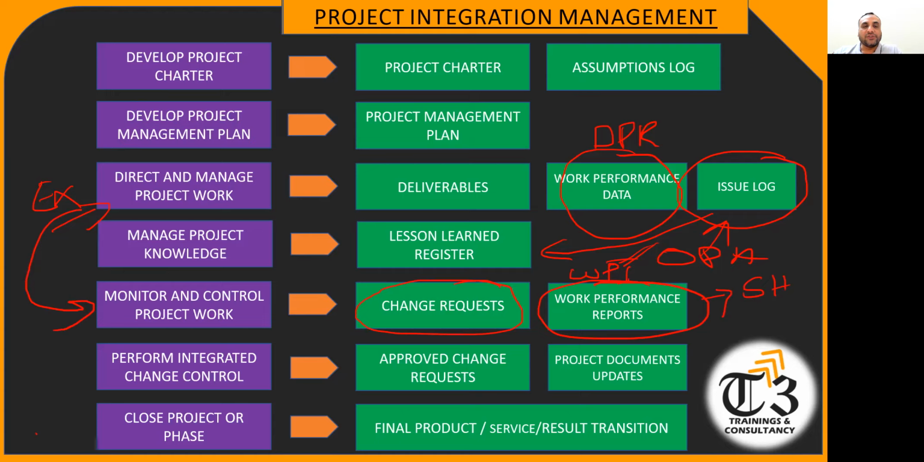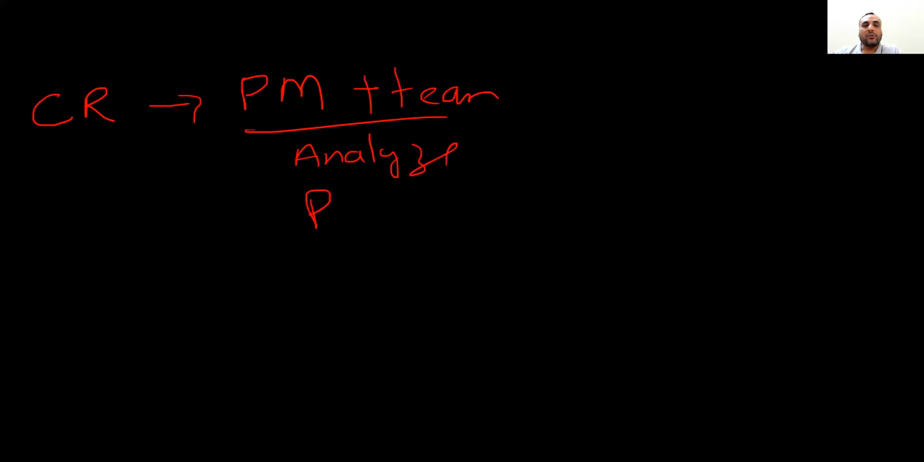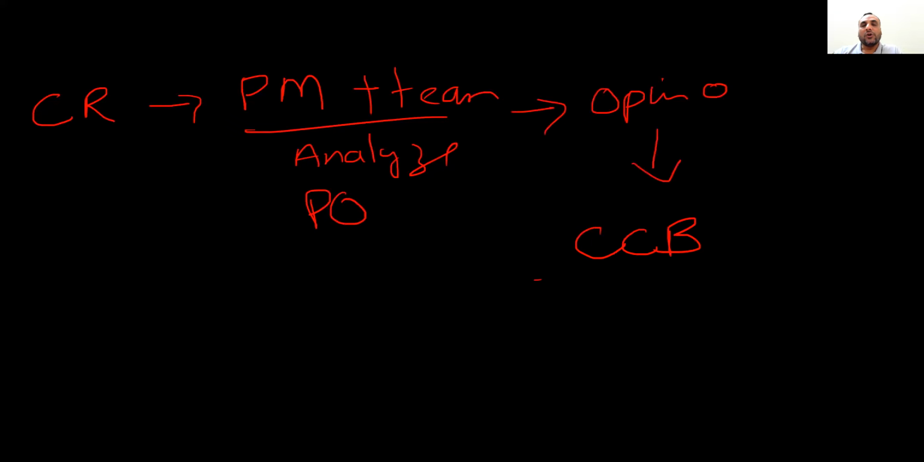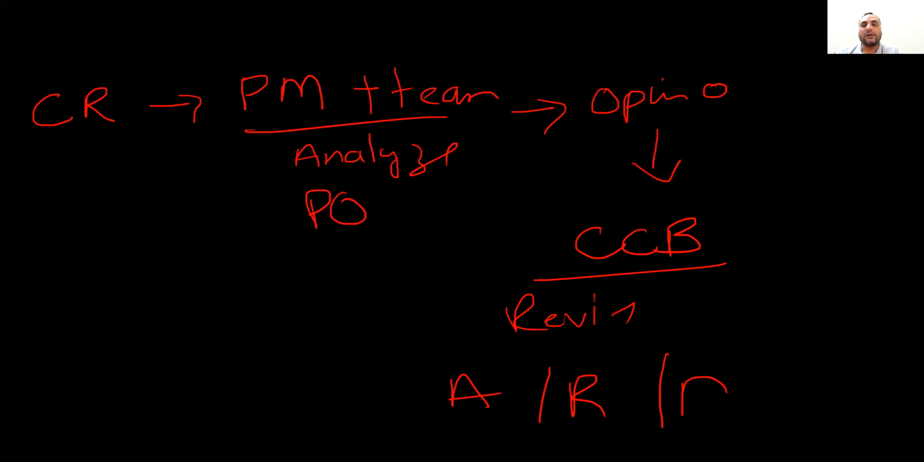What is the procedure of a change request? The stakeholder will file the change request. It will come to the PM. The PM with the team will analyze the change request and its impact on project objectives. He is not a decision maker. He will write down his opinion or suggestion whether to accept or reject it and submit it to the change control board. And the process is called integrated change control. The change control board will review the change request. They can accept it, reject it, or defer it.